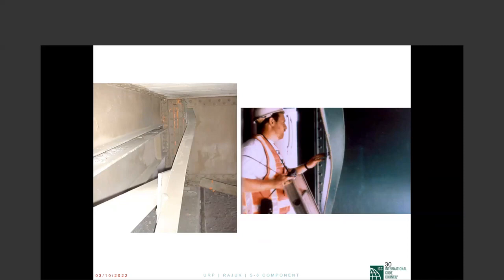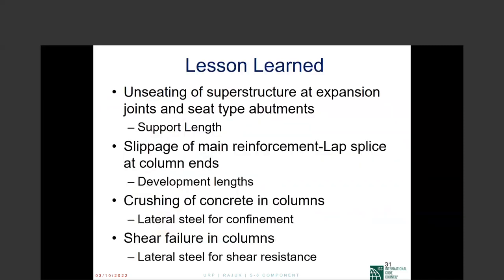And if you don't design them well, as you see here, they do tend to yield or buckle or even fracture if they are not detailed well based on B over T ratio and local buckling effect. So these are the main four lessons that we have learned. And if you're going to take away one thing from my talk today, the most important thing is the support length. It's the unseating of the superstructure at expansion joint.